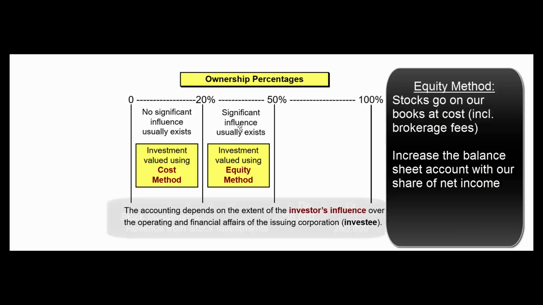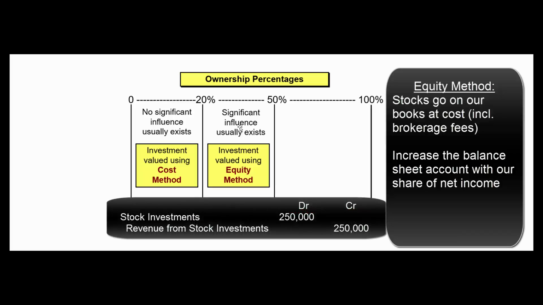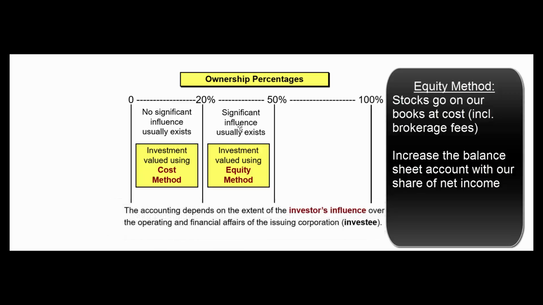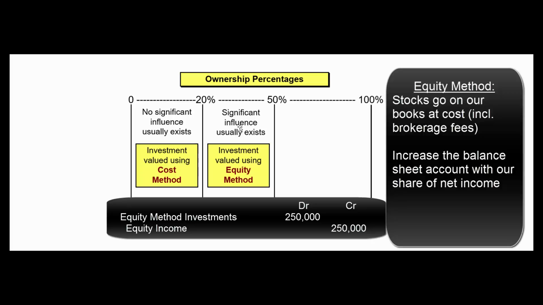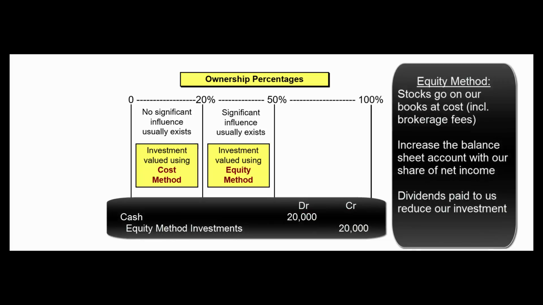Unfortunately, our book just uses the term stock investments for the balance sheet and revenue from stock investments. I don't think those terms are very descriptive. I prefer the terms like Coca-Cola uses, equity method investments and equity income. And then when they pay us dividends, we'll pretend like they're cashing us out of our investment. So we'll debit cash and decrease that balance sheet account called equity method investments to reflect the fact that we've gotten some of our money back from that investment.